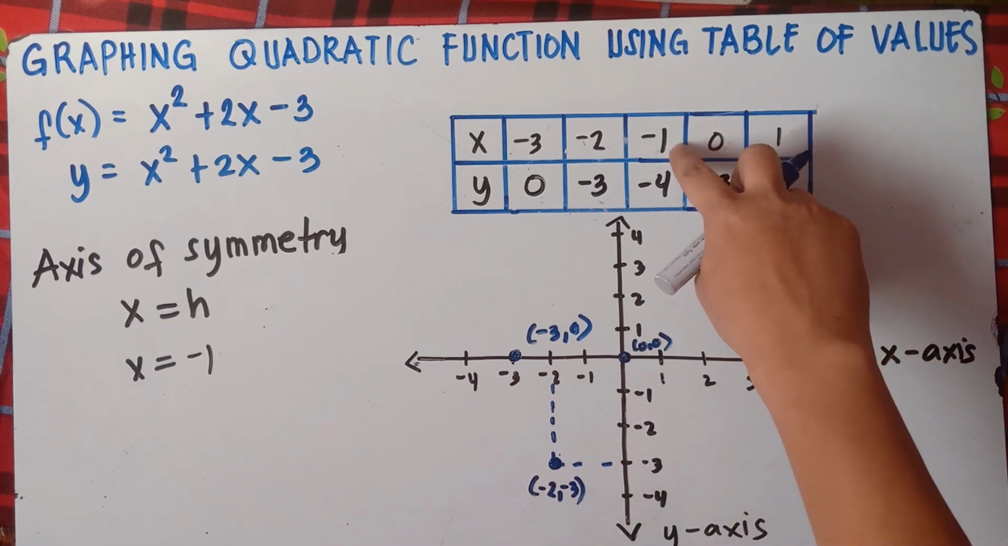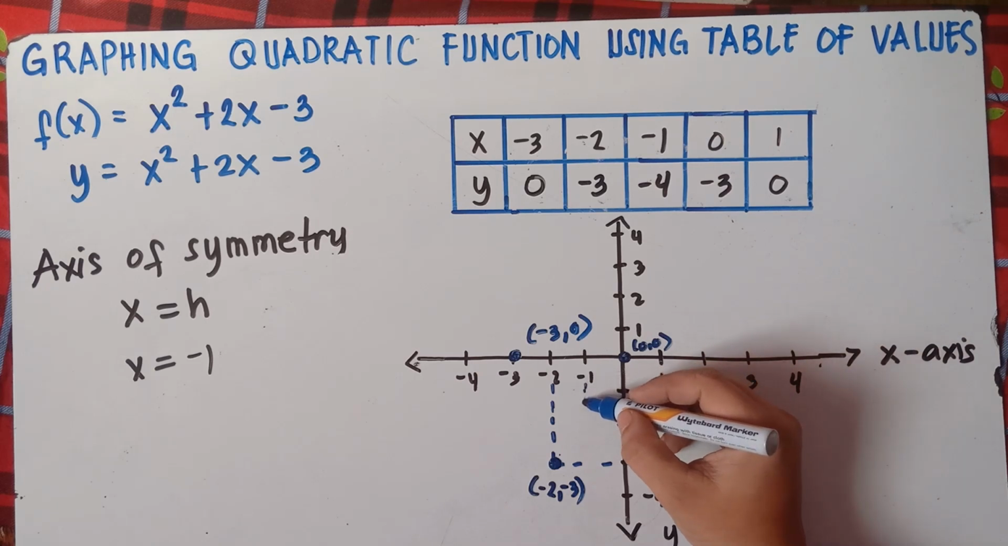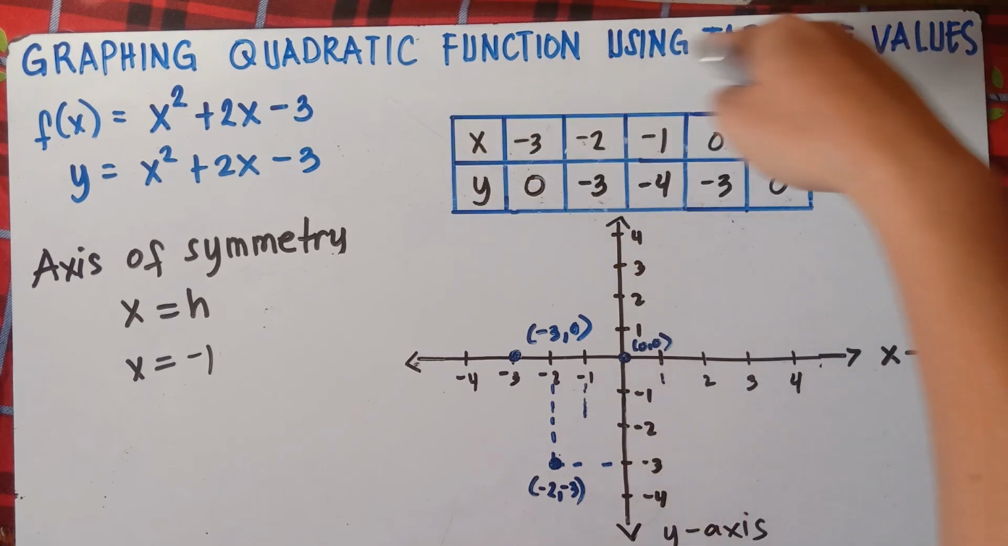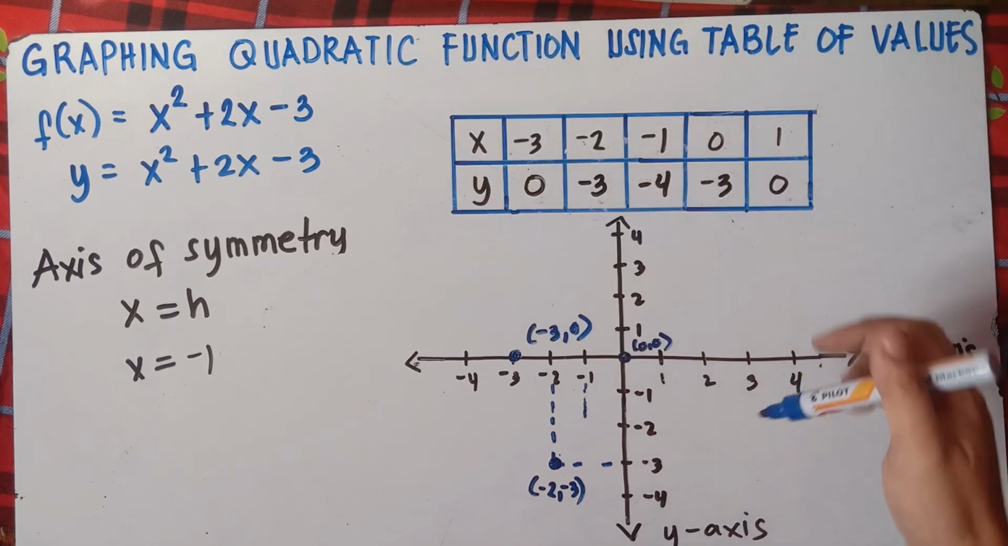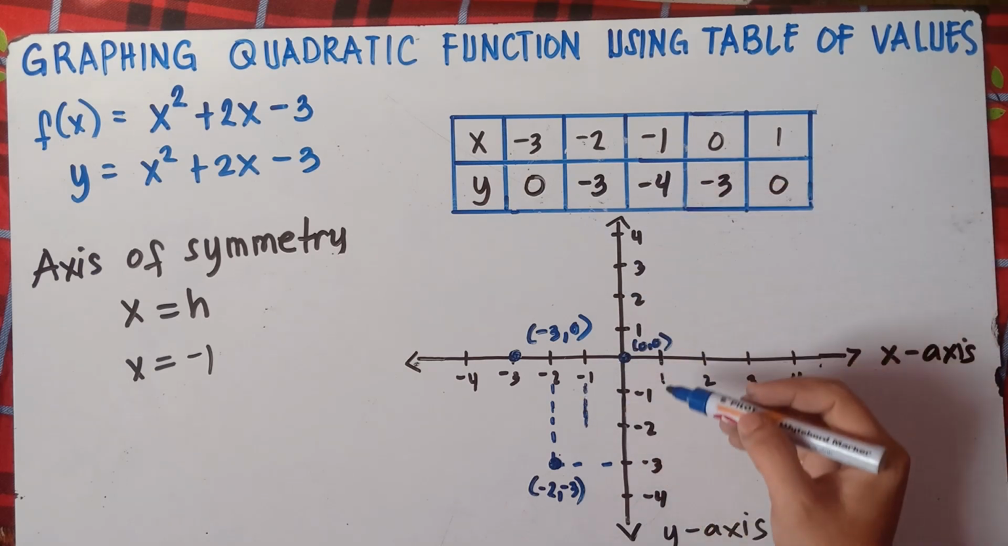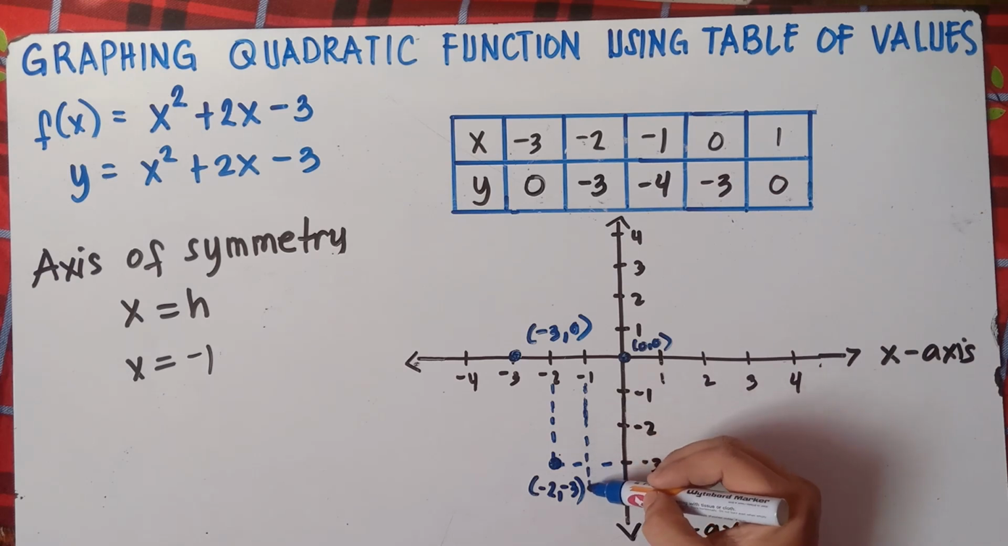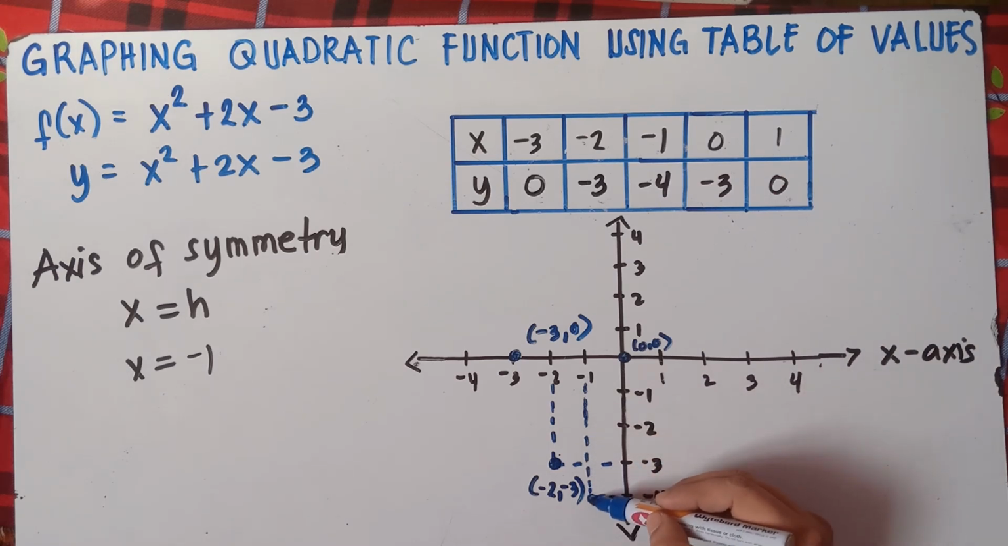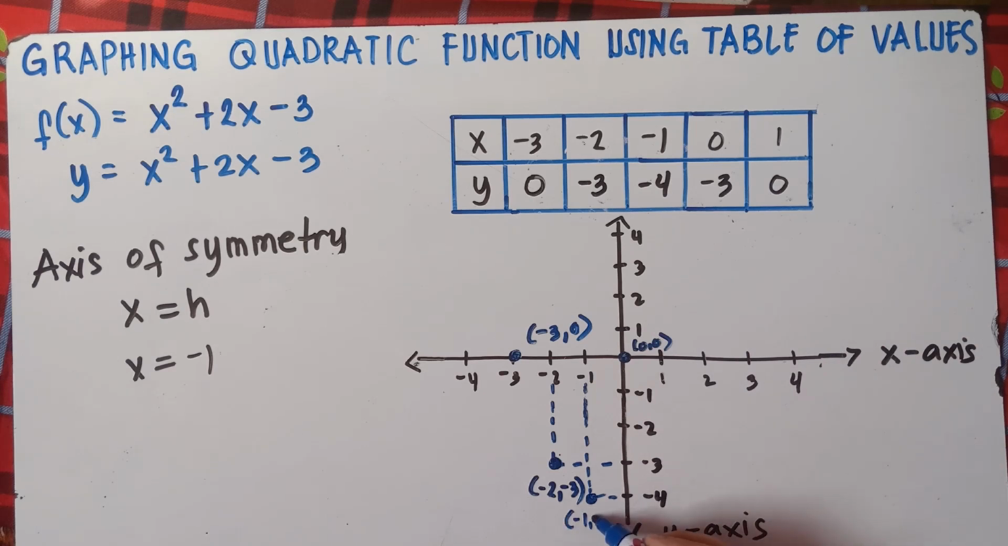Next will be negative 1, then negative 4. So negative 1 for x. Once again, class, x values come first, then y values. So negative 1 for x, then negative 4 for y. So this is negative 1, then negative 4.